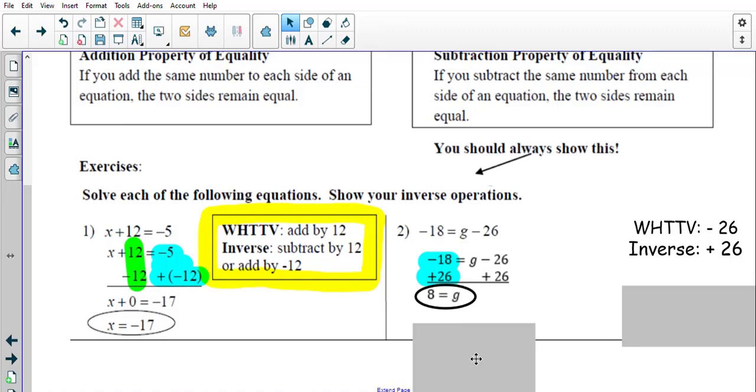All right, so for this question, again, you're going to get g equals 8. One way you can check your solutions is to do 8 minus 26, hit the equal sign, and see if it equals negative 18, and it should.